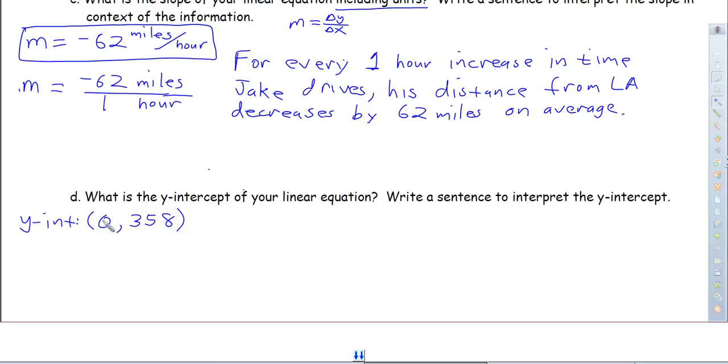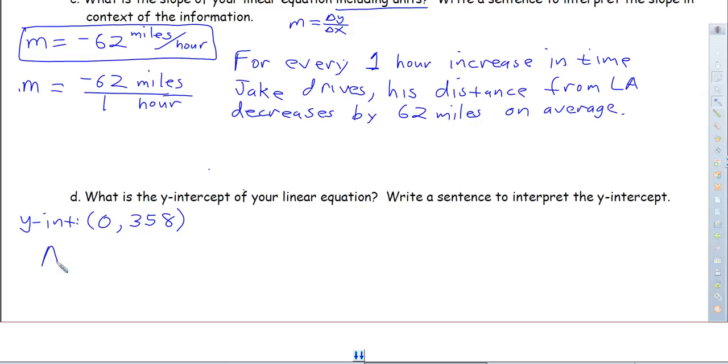And what does this mean? Remember, the x represents the time you spent driving, and the y represents the distance from LA. So this says that after 0 hours of Jake driving, he is 358 miles away from Los Angeles. So this is kind of his initial start time because he hasn't been driving, right? 0 hours drive time, which means that this is how far away he is when he started his trip.